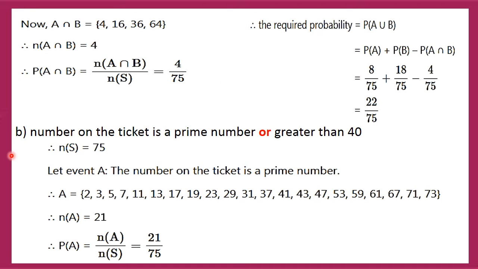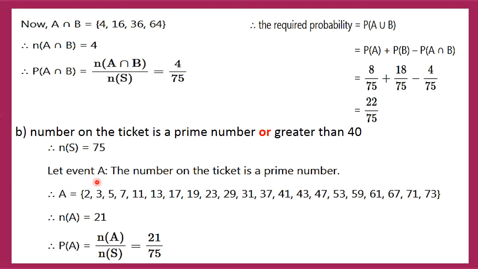Now we consider the next case. Number on the ticket is a prime number or greater than 40. So we will choose the event that the first one is a prime number and the second one greater than 40. So n of S we know is 75.